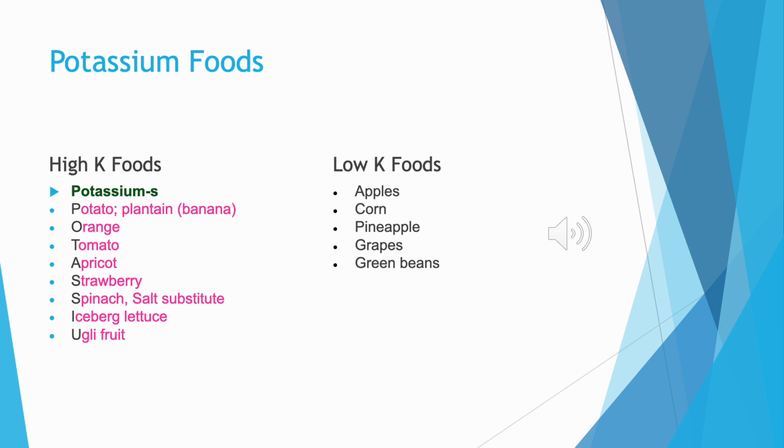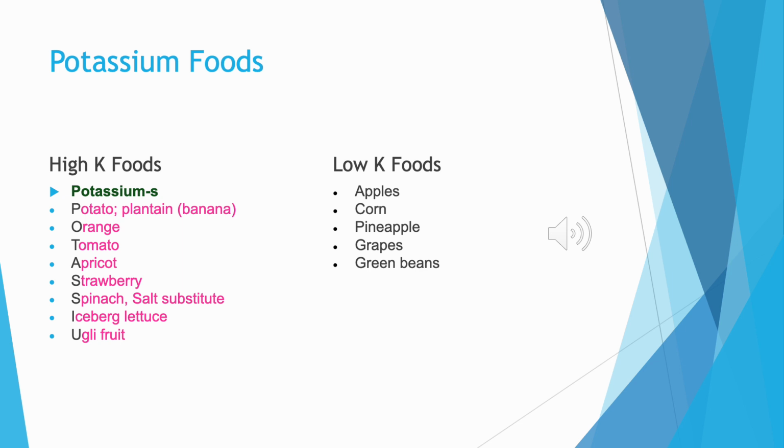Okay, so this is review for you because I presented this in the potassium lecture, that foods high in potassium include potatoes, bananas, oranges, so citrus, tomatoes, apricots, strawberries. Remember, salt substitute has increased potassium in it, iceberg lettuce, and ugly fruit. Those are high potassium foods.